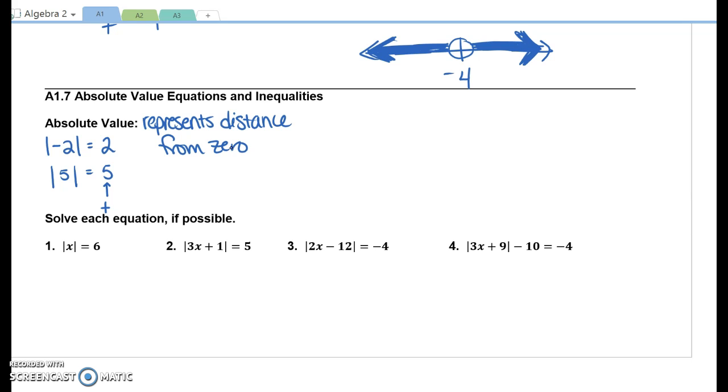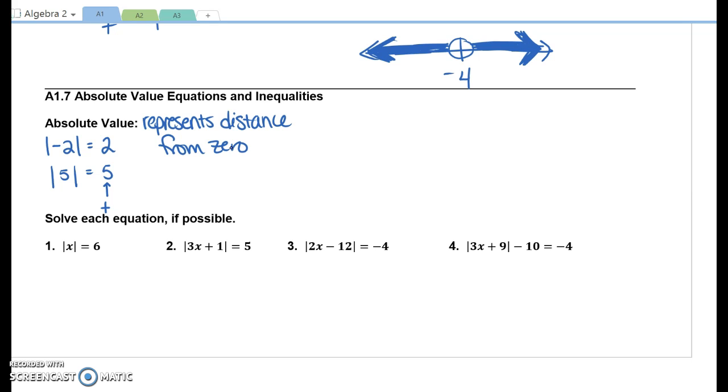I have a really awesome co-teacher who explained this to my Algebra B students, saying, so if I run 2 laps on the track, how many laps have I run? 2. But what if I run 2 laps backwards? How many laps have I run? 2. So absolute value is always the positive version of the number because it represents distance.